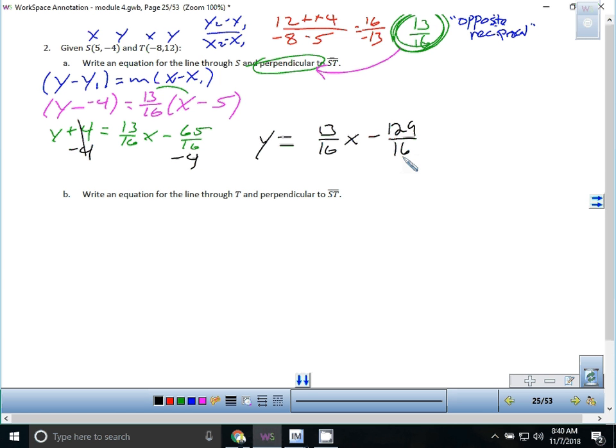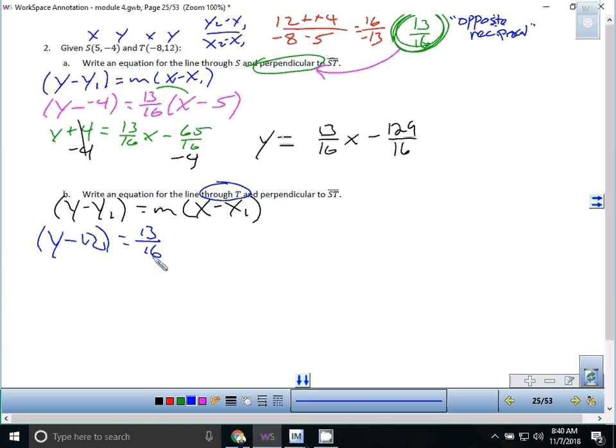All right, so let's do the same thing. Go back to our formula, y minus y1 equals m, x minus x1. Let's sub in what we know. Like y'all told me, we're going through T, so I'm going to circle that, just a reminder. We're still using perpendicular slopes. That's the green one. We're still going to use 13 over 16. So y minus, what's the y value for T? 12. Equals, what slope did y'all tell me to use for perpendicular? 13 over 16. That's the one we flipped and changed the sign to.